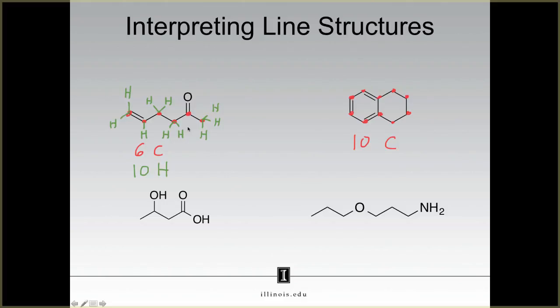I have 1 hydrogen attached to this carbon. Why only 1 hydrogen? Well, let's look at that carbon. We have 1 bond, 2 bonds, 3 bonds. Therefore, this carbon needs only 1 hydrogen to fulfill the octet rule. And that's the same for all these other carbons on this side of the molecule.